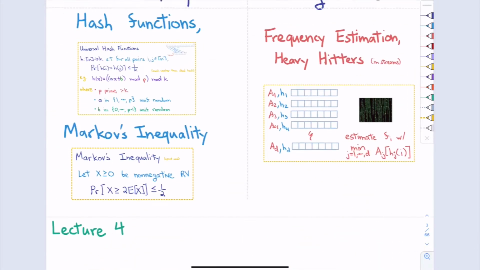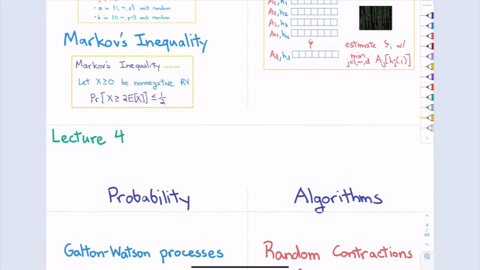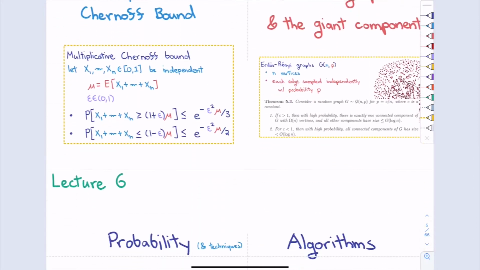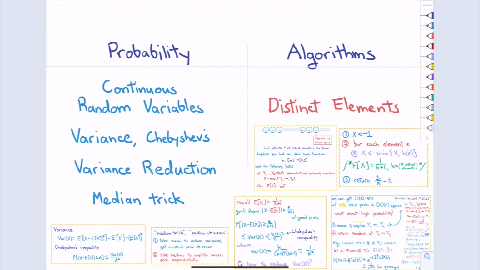Wait, where did lecture 3 go? Did I lose lecture 3? Have I never had? Oh, okay. We'll have to figure out what happened to lecture 3.